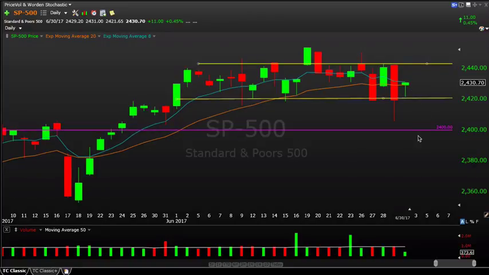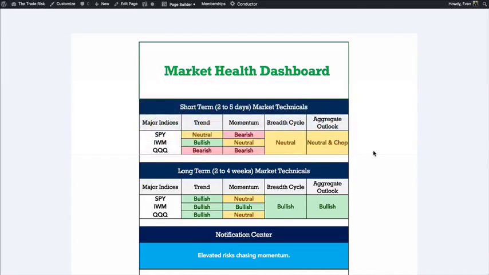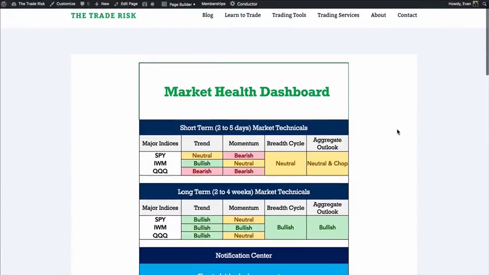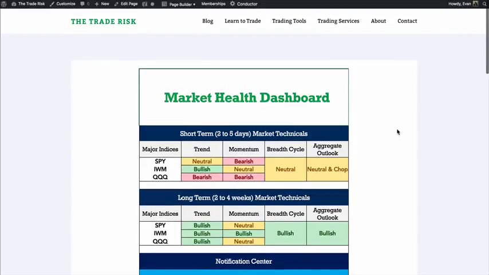One of the things I wanted to show you in this video is the Market Health Dashboard. This is a tool that is available to subscribers. It's pretty self-explanatory. Basically, the way we view the market is a three-factor approach based on trend, momentum, and breadth. And we score each of those both in the short term, basically looking at the next week of market technicals, and then the next month of market technicals.